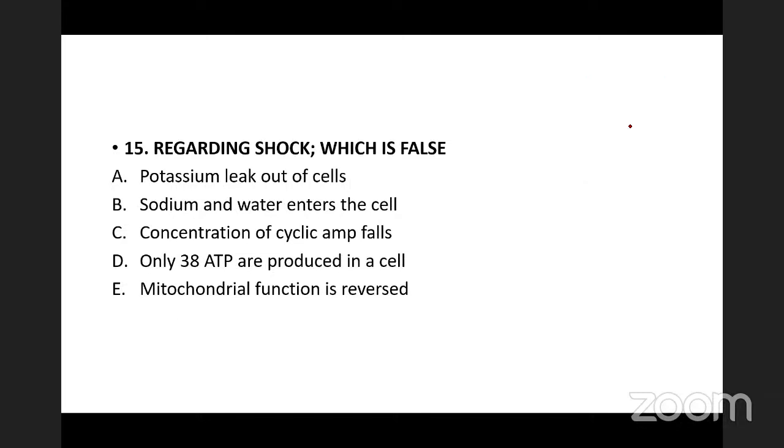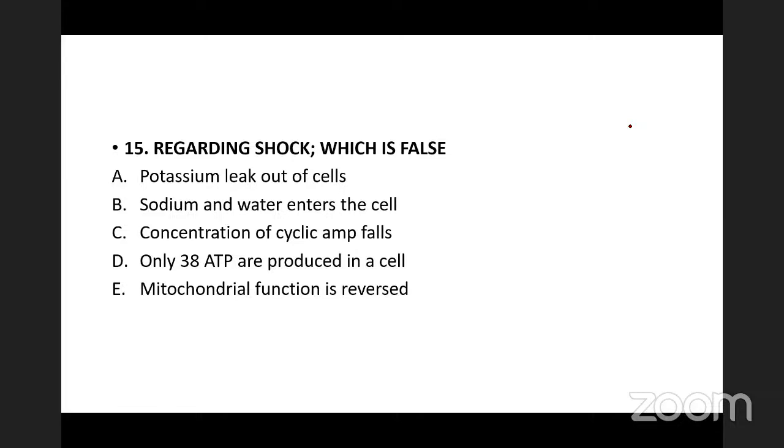Regarding shock, which is false: potassium leaks out of the cell. Okay, that is correct. That's why when they lose a lot of fluid, they develop acidosis and hyperkalemia. So in shock, patients have hyperkalemia.